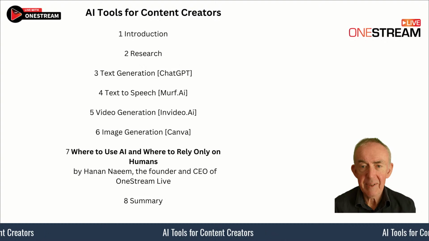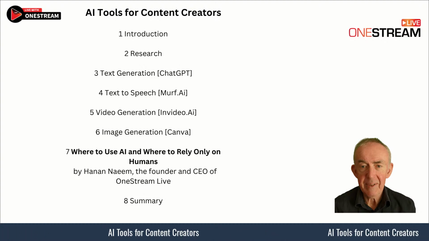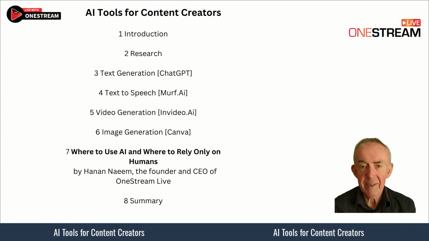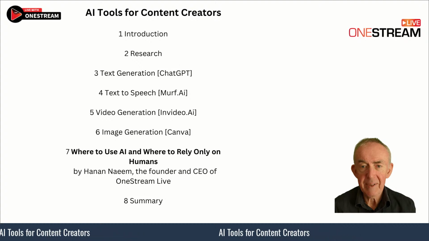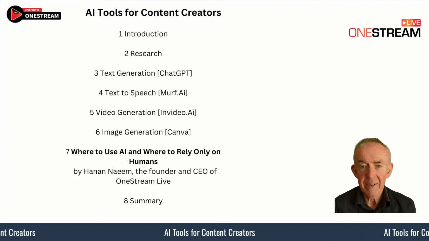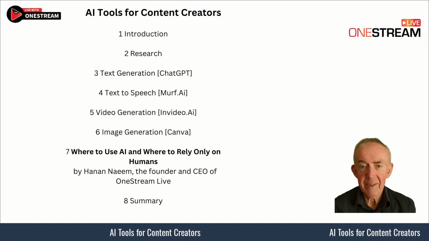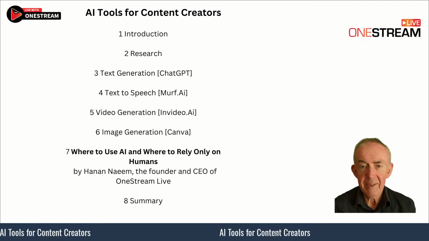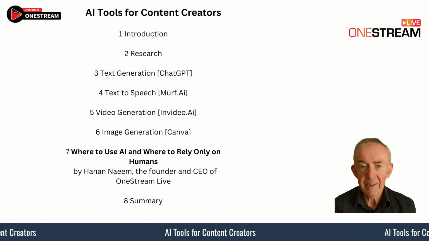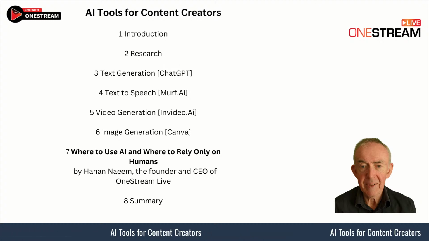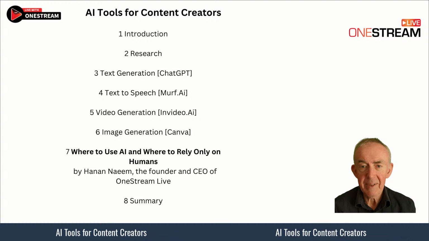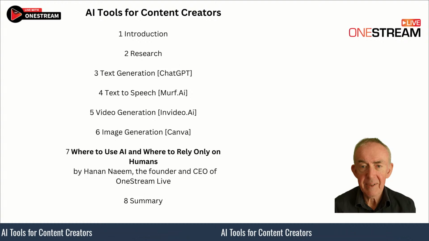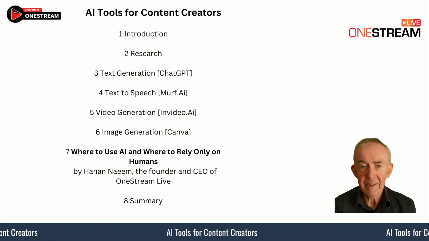So this is what we're looking at today. We've been looking at ChatGPT for research and text generation. We looked at Murph.ai for text to speech. We looked at video generation within video.ai, give it an idea, and it will basically create a video for you, including the images, including the voiceover, and you can edit it. And then image generation is this one.